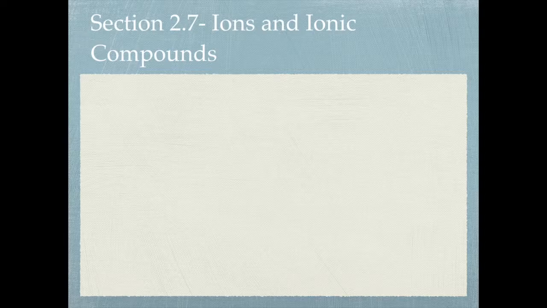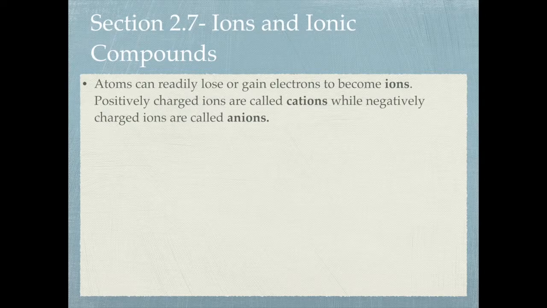Now the other thing that we need to talk about, now that we've talked about molecular compounds, is ionic compounds. But in order to talk about ionic compounds, we need to talk about what happens when atoms, instead of sharing electrons, actually lose or gain electrons. What forms when atoms lose or gain electrons is ions. Now, a positively charged ion is a cation, while a negatively charged ion is an anion.